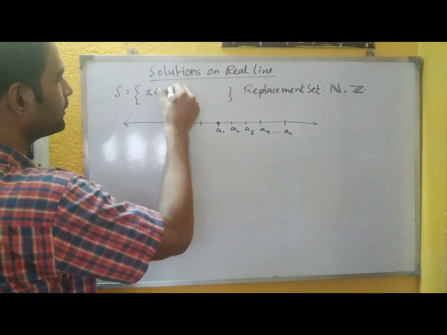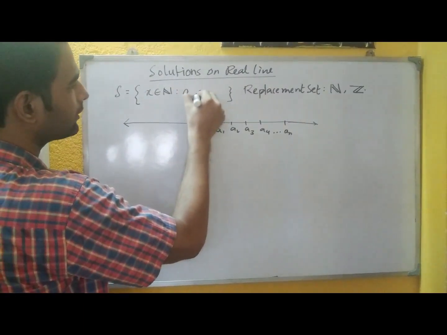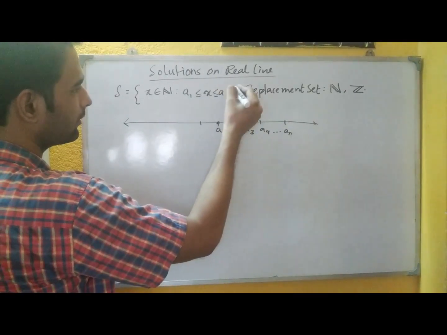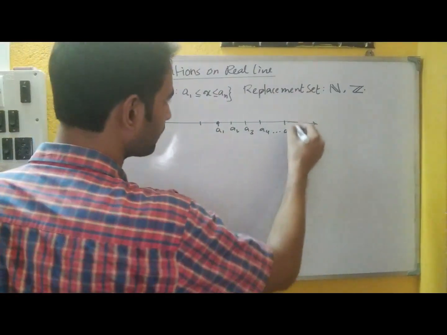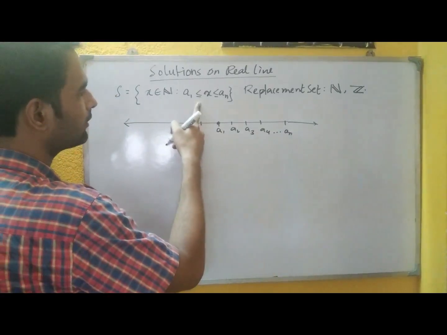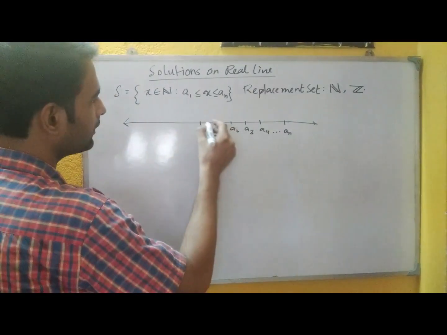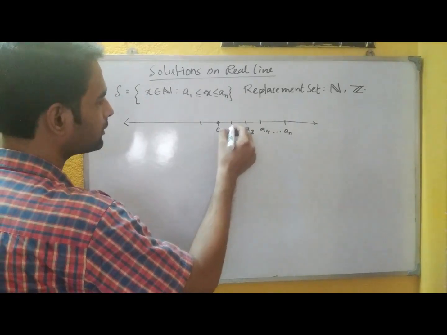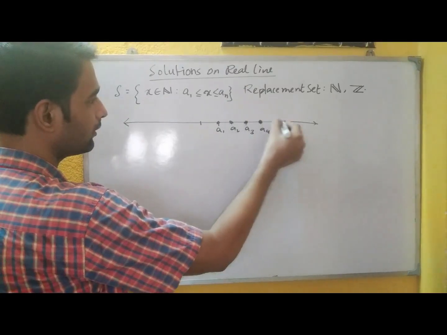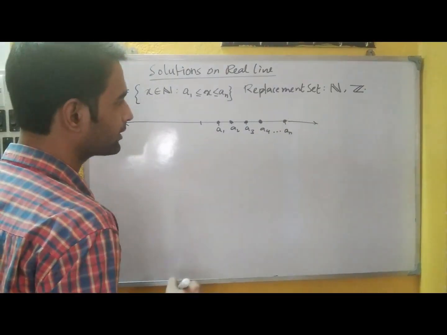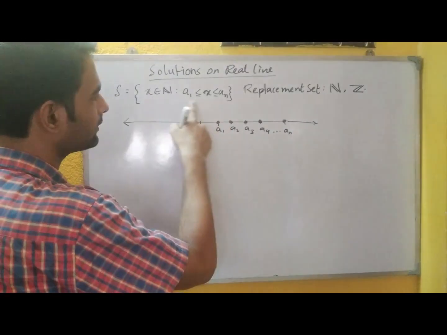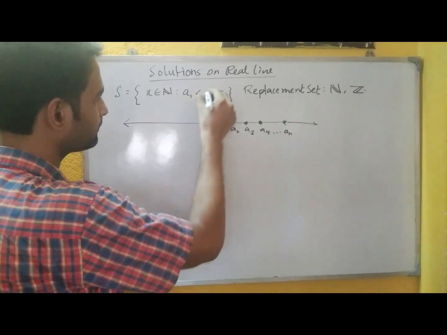Your solution set is like this: X belongs to natural numbers such that A1 less than or equal to X less than or equal to AN. Since these are inequalities with equality, you will include the point A1 in your solution. So you will start putting dots on these points and you will darken the points within the range that you obtain from the solution.